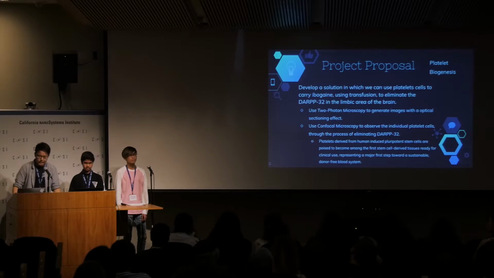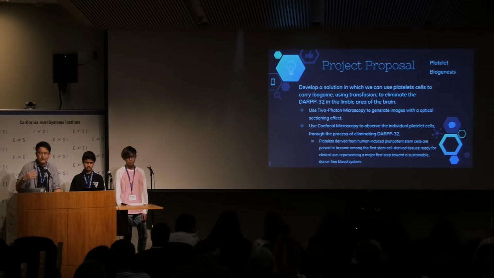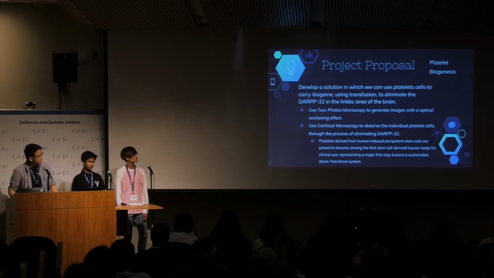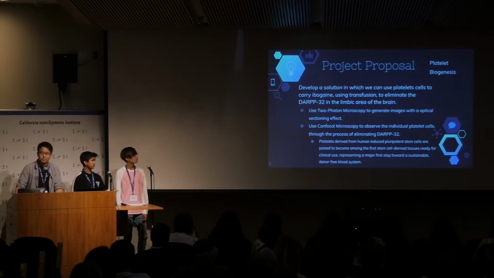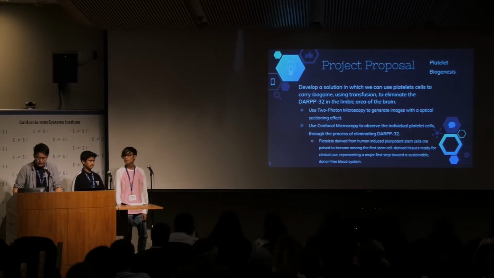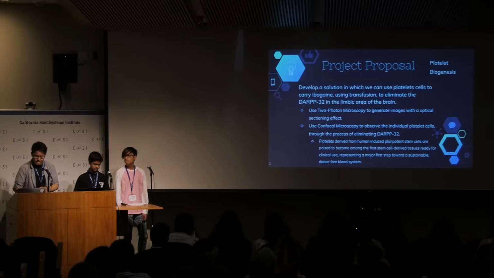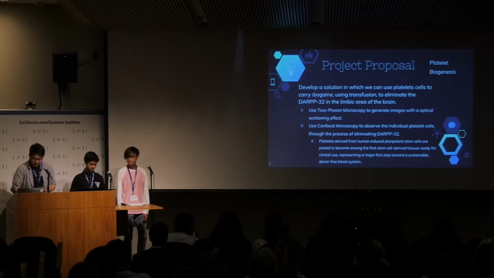So we're going to be inputting an alkaloid called ibogaine. Ibogaine is something that rehabilitation patients use when recovering from cocaine or heroin. We will be using two-photon microscopy, which is a relatively new microscopy compared to other techniques out there, and also confocal microscopy to observe the individual platelet cells through the process of eliminating DARPP32.